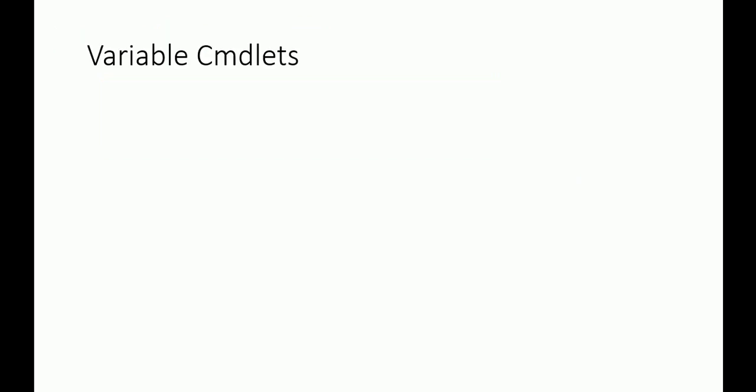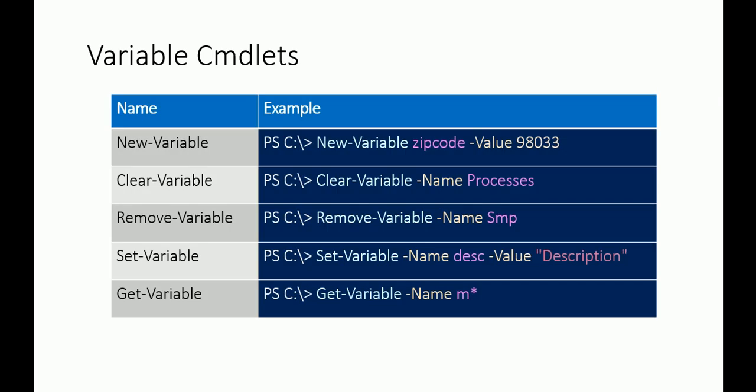Now the variable cmdlets. Here is how you can define your variable. You can use the New-Variable command, New-Variable with the variable name and the hyphen value, Clear-Variable, Remove-Variable, Set-Variable, and the Get-Variable command. I will show how to use it.